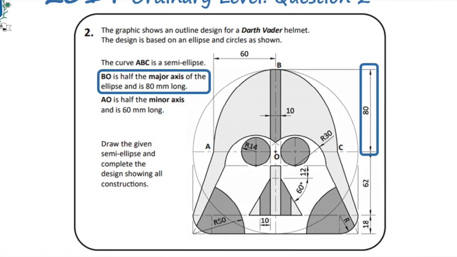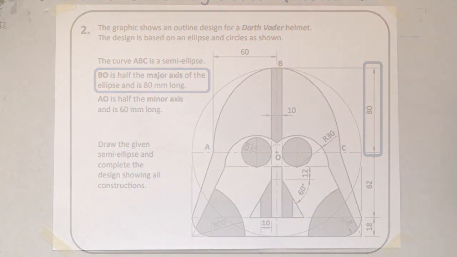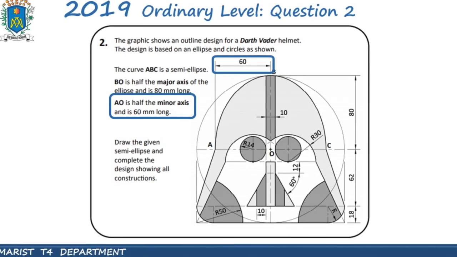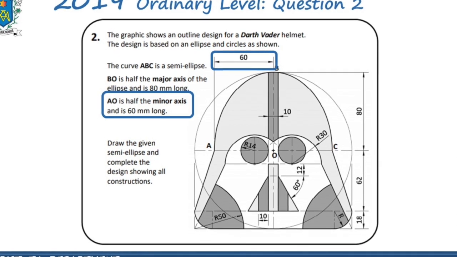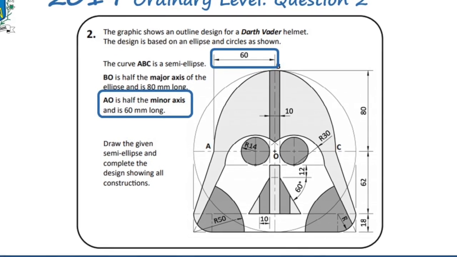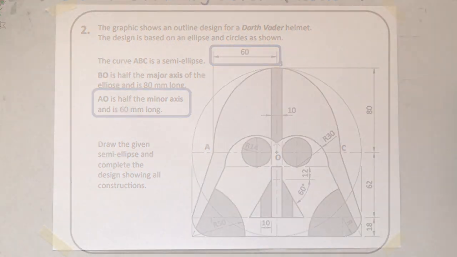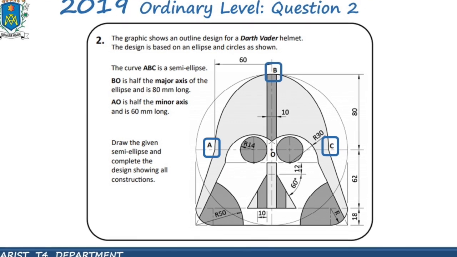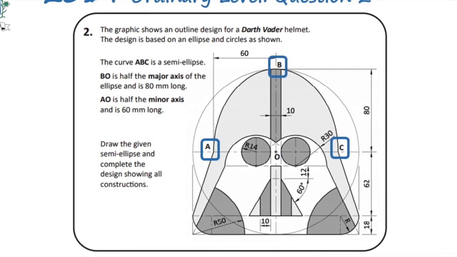Now we can see that on our drawing here to the right hand side where it is marked off at 80 millimeters long. It also tells us that AO is half the minor axis and that is 60 millimeters long. And again, we can see the 60 millimeters at the top left marked in our drawing here. So we can then see that the semi-ellipse ABC is the top of the Darth Vader helmet, and that's where we're going to get started.